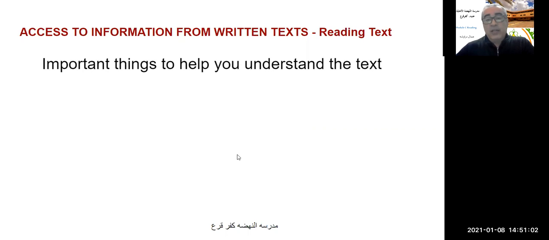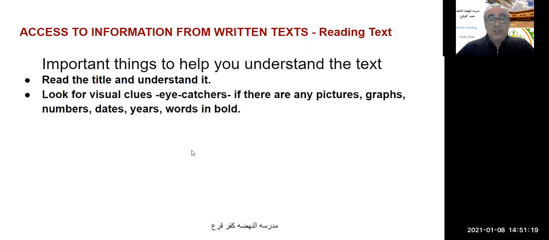Okay, important things to help you understand the text while you are reading the text. First of all, you have to read the title, understand the title. If there's a word in the title that you think you do not understand, just pick it up from the dictionary. Use your dictionary all the time. Look for visual clues, eye catchers, if there are any pictures, graphs, numbers, dates, years, words in bold. Look for these clues. This can help you a lot, and try to understand what they refer to. When you understand what these clues refer to, then you will be able to better understand the text, and after that you will be able to better answer the questions.